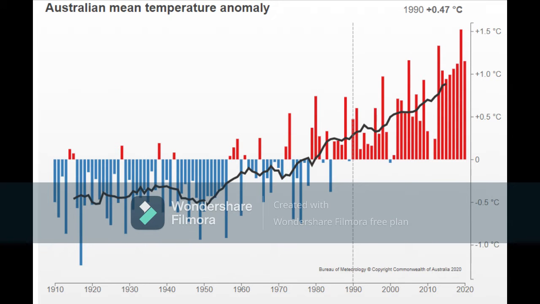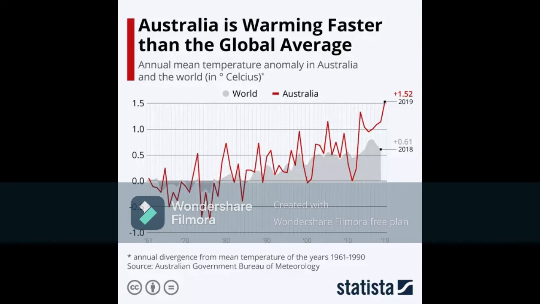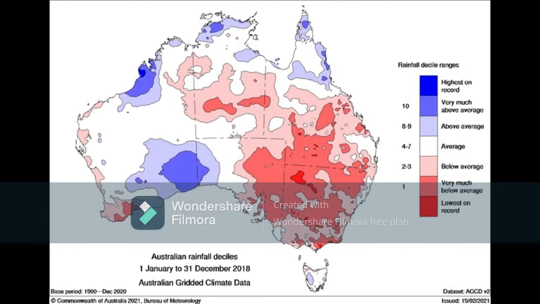This chart from the Australian Bureau of Meteorology displays the Australian mean temperature from 1910 to 2020. It shows a constant trend in high temperatures, specifically from 2019, where the average temperature was increased by 1.5 degrees Celsius. This next chart, which is also from the Australian Bureau of Meteorology, compares the average rainfall of 2018 and 2019.